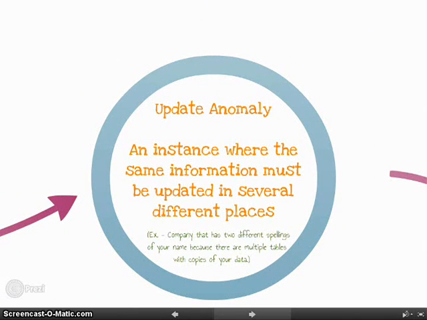The second type of anomaly is an update anomaly. This is where you have duplicate information in several places in your database. For example, you may have a company that has your customer contact information in both the sales database and the marketing database. The problem with this is if somebody updates the information in one side, they don't update it automatically in the other side, and then you have bad data because you have multiple data.